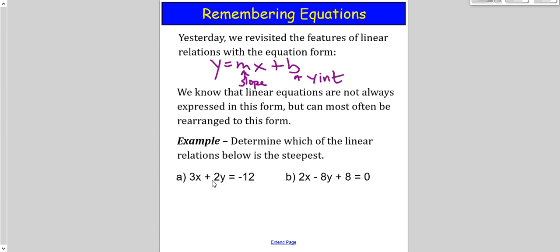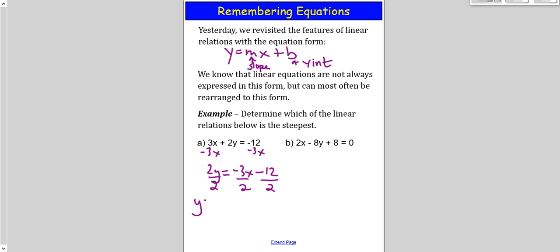I want to isolate this y, this 2y to start with, and so I need to get rid of this 3x. We can do the opposite operation in order to move things around. Since it's a positive 3x on this side, I can subtract 3x from each side. So 3x minus 3x eliminates, leaving me with just 2y. And over here, I have negative 3x minus 12. Again, I'm looking for y equals, not 2y equals, so I'm going to divide everything, and I mean everything, by 2.